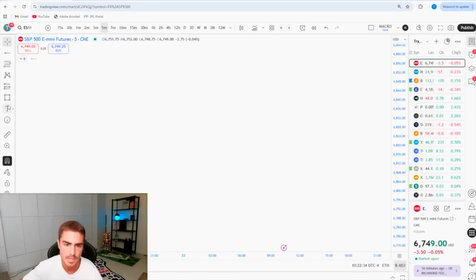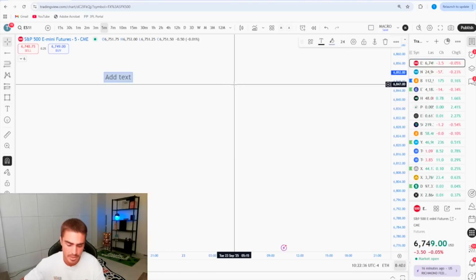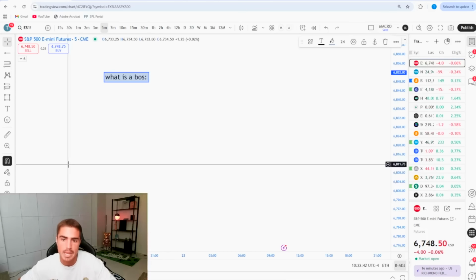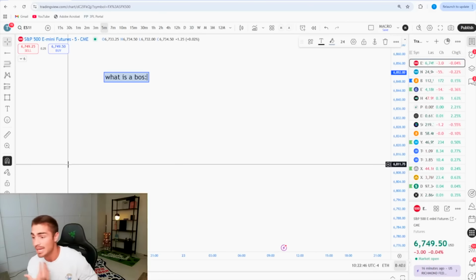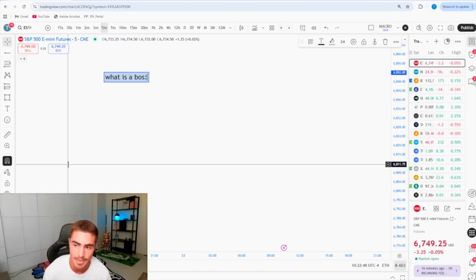So the very first thing that we need to understand is what is a breakup structure, or for short, BOS. So what is a breakup structure? The definition is literally in the name. It's a trend change. It is the current market structure breaking. It's showing a change in order flow, a change in trend, a change in structure. All of those are literally the same exact thing. So what is it? It is a trend change.